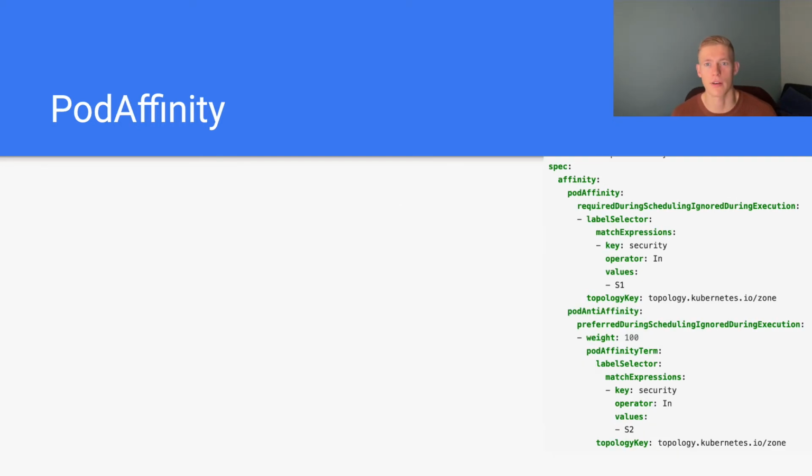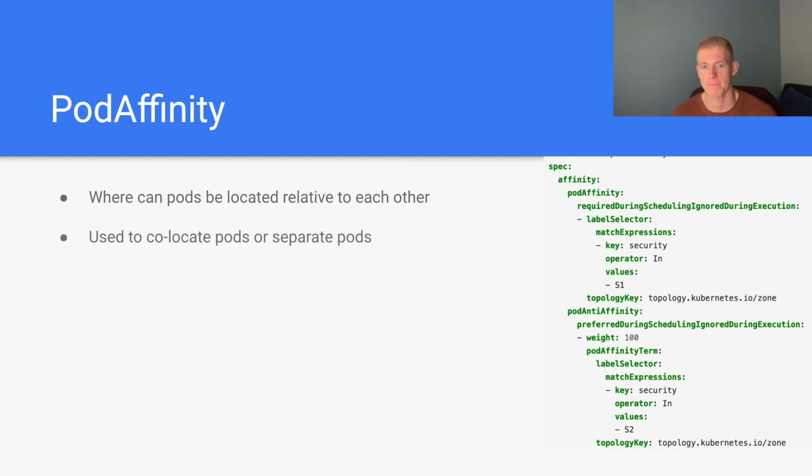Now, pod affinity is another type of affinity that allows us to distribute pods across our cluster based on where pre-existing pods are located. So essentially, as I said, where can pods be located relative to each other? It's used to co-locate pods or separate pods. So if we have an application where it's very important to have very fast communication, we may want to deploy those two pods that are communicating onto the same node or into a similar geographic location.